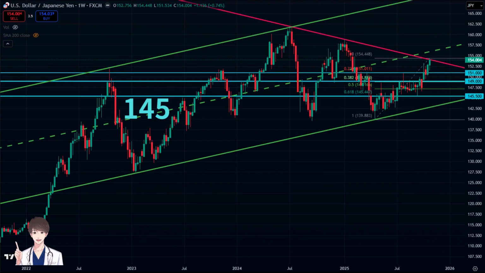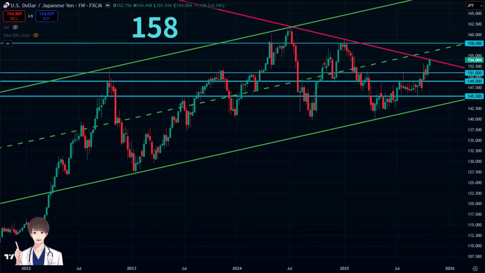On the other hand, if price breaks above the descending trend line, the next upside target would be around 158, a level that was significant toward the end of 2024.